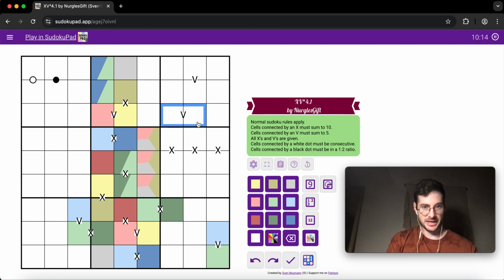Here we have a V. It can't be the hot V, so it's got to be the cool one. Don't know which is which. And here, it can't be the cool one, so it must be the hot one. Still don't know which is which.